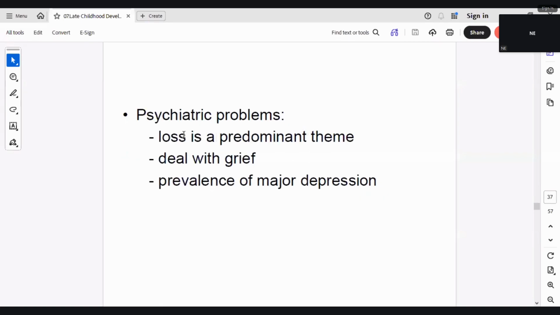With psychiatric issues, loss is a very predominant theme. And how do they deal with grief? Losing a partner of 50, 60, 70 years. How does the surviving partner deal with grief, and the prevalence of major depression is also quite high because of illness. So we will see depressive disorder in people with dementia, in people with Parkinson's disease, in people with stroke. So, we will see mental health issues for sure.